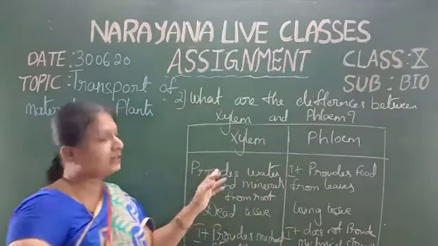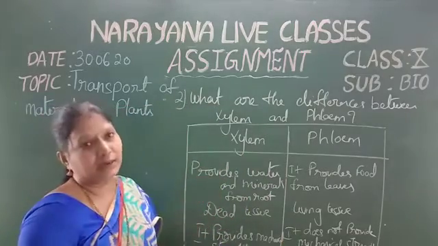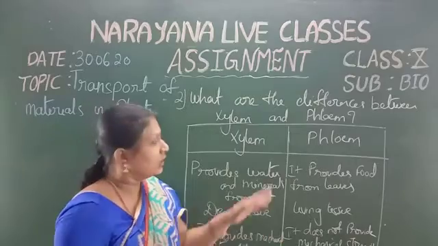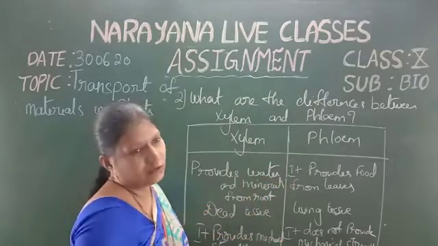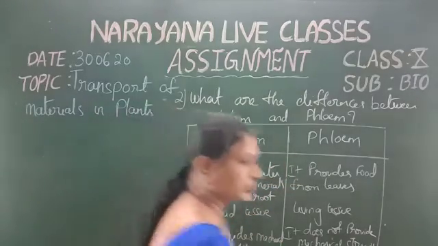The main conducting vessels in the xylem are xylem vessels. The main conducting vessels in the phloem are sieve tubes.